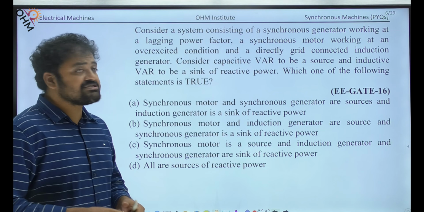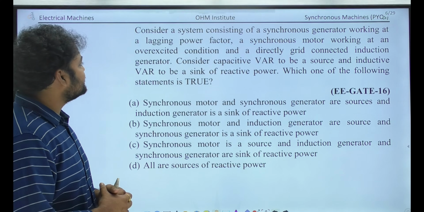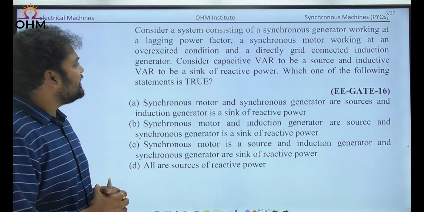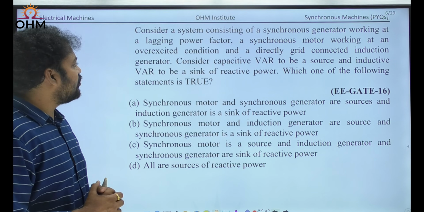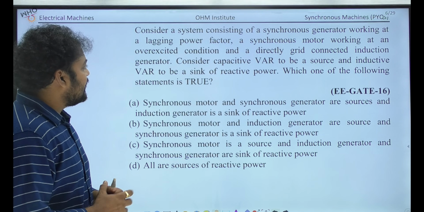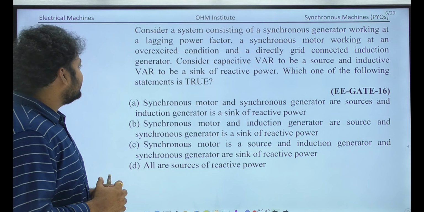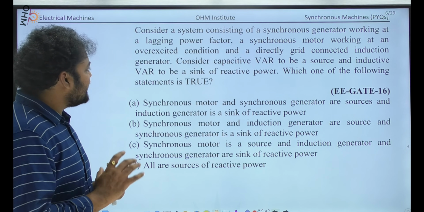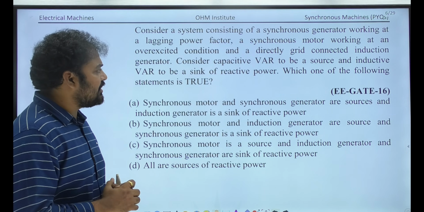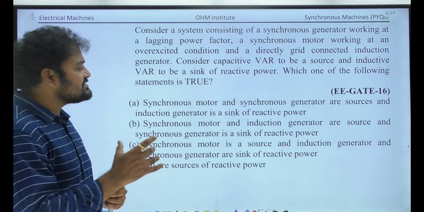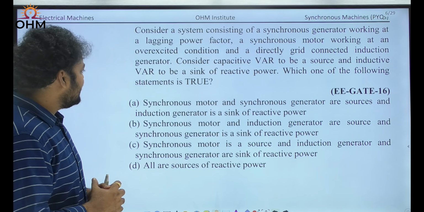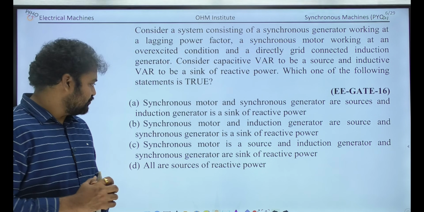Consider a system consisting of a synchronous generator working at a lagging power factor, a synchronous motor working at an overexcited condition, and a directly grid connected induction generator. Consider capacitive VAR to be a source and inductive VAR to be a sink of reactive power. Which of the following statements are true?